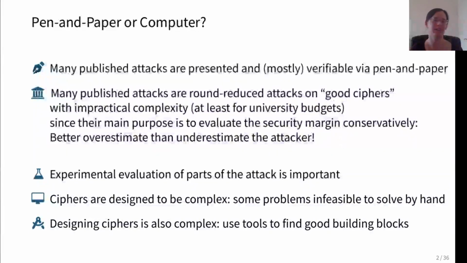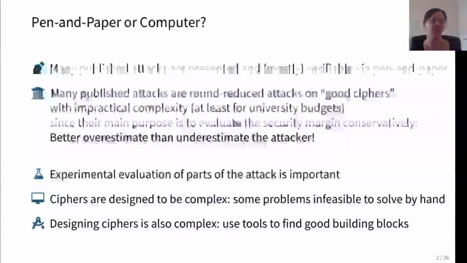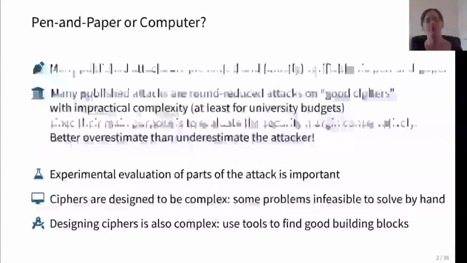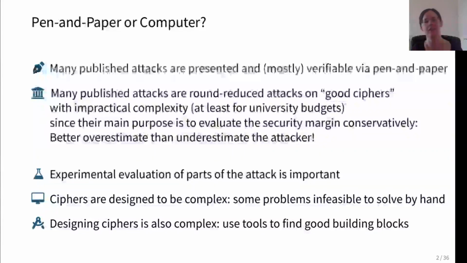Another thing is that not only ciphers are designed to be complex, but designing ciphers is also complex. And when we do this, we typically want to choose the individual building blocks in the best possible way from some design space. So for example, we're choosing an S-box, which we want to satisfy certain properties. What we can do is use tools to search through the design space and select some of the best building blocks that we can find in there. And since these spaces are usually quite large, we also need, again, a computer's help to do this.